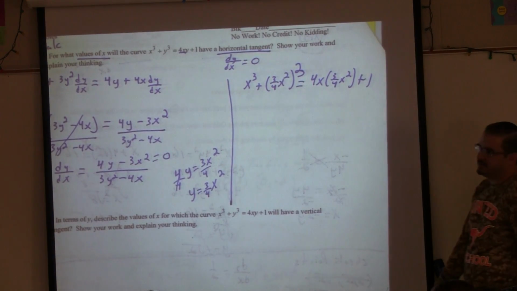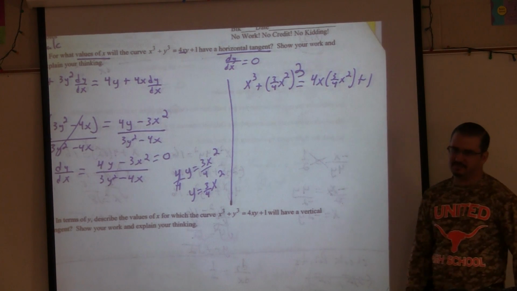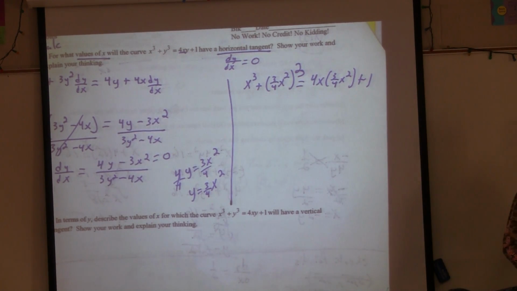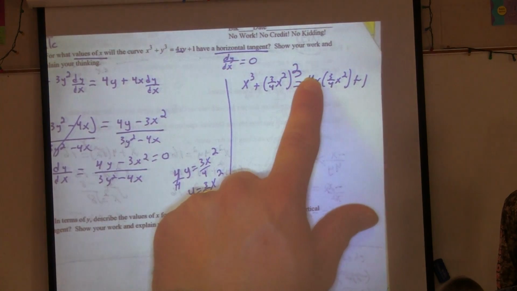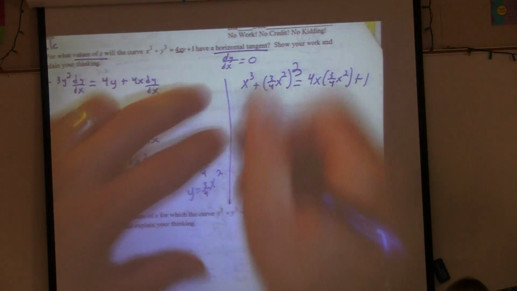We plugged it into the original equation. And now it gets fun. So fun. Alright, so if I raise something to the third, it's every single part raised to that third. So what's 3 to the third?